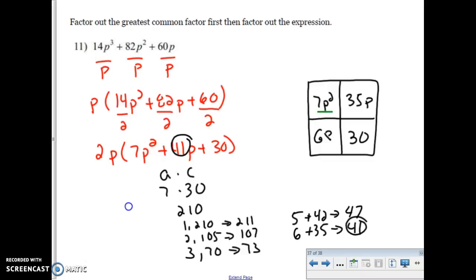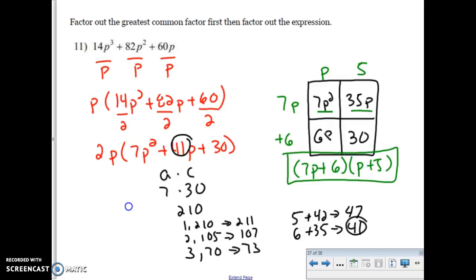So I'm looking at 7p squared and 35p. 7 goes into 7p squared and 35, so I have 7p. What goes into 6p and 30 is 6. So I have 7p plus 6. What goes into 7p squared and 6p is a p. What goes into 35p and 30 is 5, the greatest common thing. So what happens is I end up with 7p plus 6 times p plus 5. That's the factored out form.